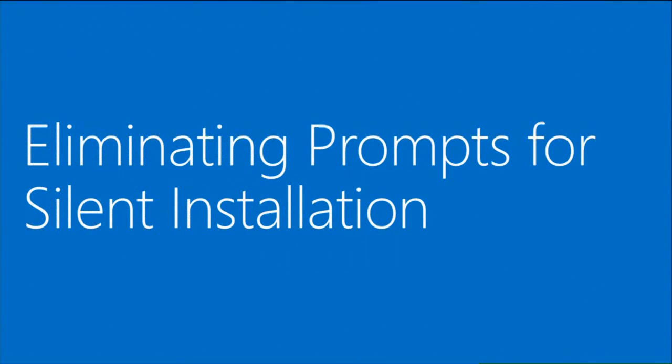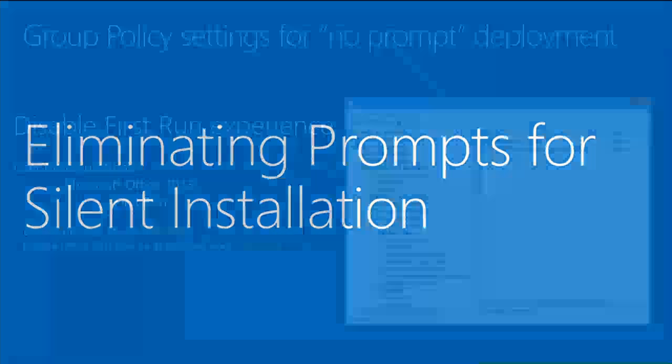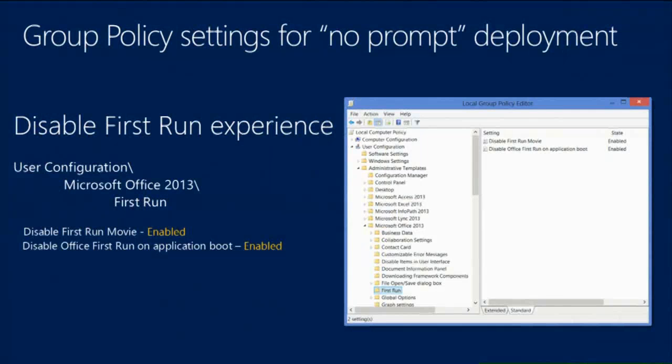In terms of eliminating the prompts in a silent installation, there are a few steps that you have to do. I wish it was as easy as saying auto-activate equals true in the XML and do not show first run. But we want to disable first run experience, and I always love the group policy, enable the disable of the first run movie. If you don't want to see the awesome movie that's in the first run.exe, you can also disable first run altogether when a new user signs into Office.